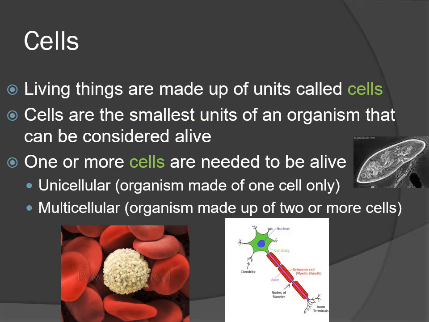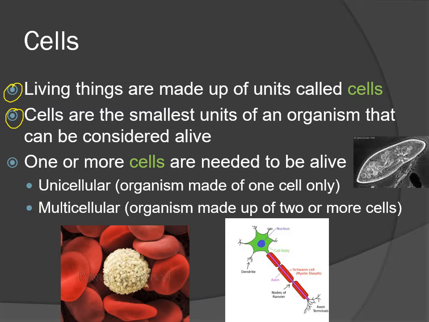Continuing on with your guided notes. Living cells, and this is just kind of more focused on each of the parts of what makes something alive. Living things are made of units called cells. Cells are the very smallest units of an organism that can be considered alive.